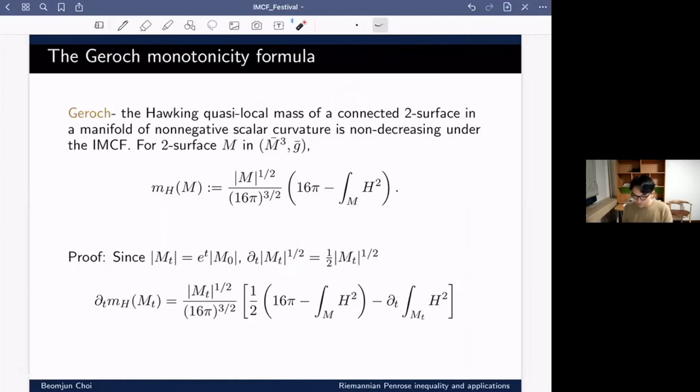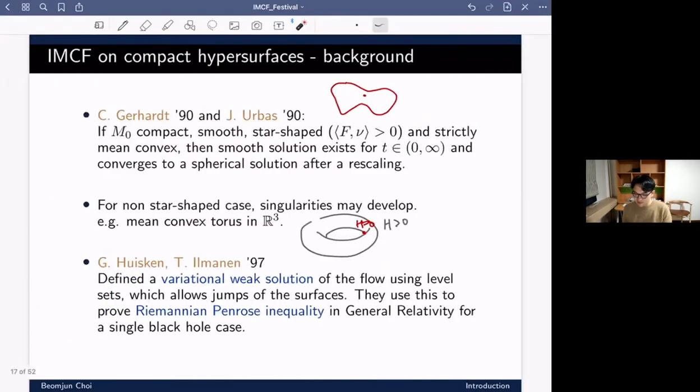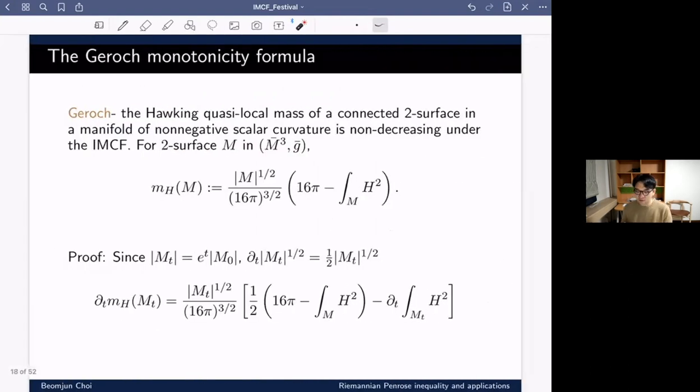So before talking about Huisken and Ilmanen's proof of this inequality, I need to show some monotonicity formula under the inverse mean curvature flow, as if the isoperimetric difference was monotone under the mean curvature flow or the curve shortening flow. So there are many concepts of mass in general relativity. And one of them is so-called Hawking's quasi-local mass.